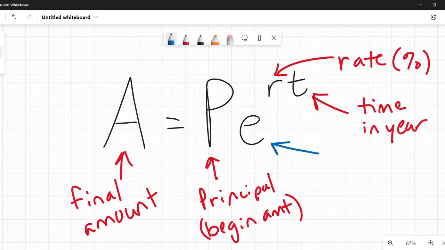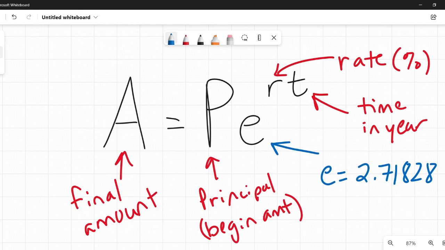E is an oddball here in that it's not a variable. It is a constant. This is a famous mathematical constant, kind of like how pi is a famous mathematical constant. So is E. You most likely will have an E button somewhere on your calculator. If you don't, then an approximation of that is that E is 2.71828.